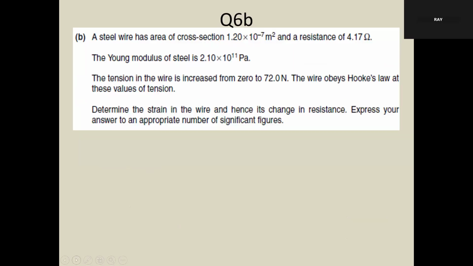A steel wire has a cross-sectional area given and resistance 4.17 ohm. Young's modulus is given. Under tension, the wire increased in length from 0 to 72 cm. The wire obeys Hooke's law. At this value of tension, determine the strain in the wire and hence the change in resistance. Express your answer to the appropriate number of significant figures. It should be three significant figures because all the values are given to 3.